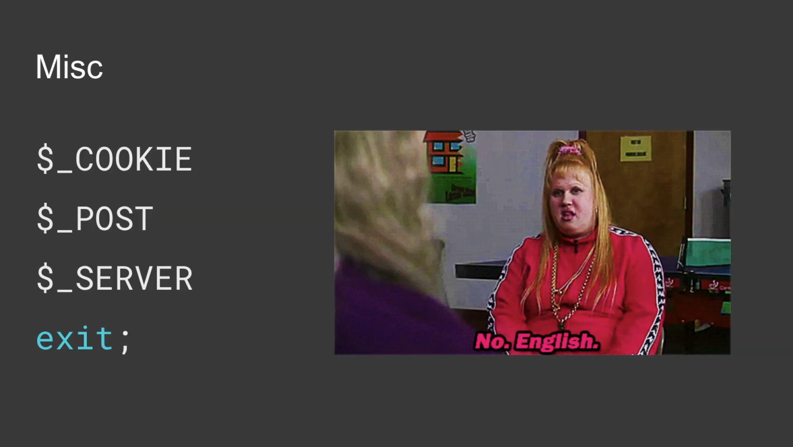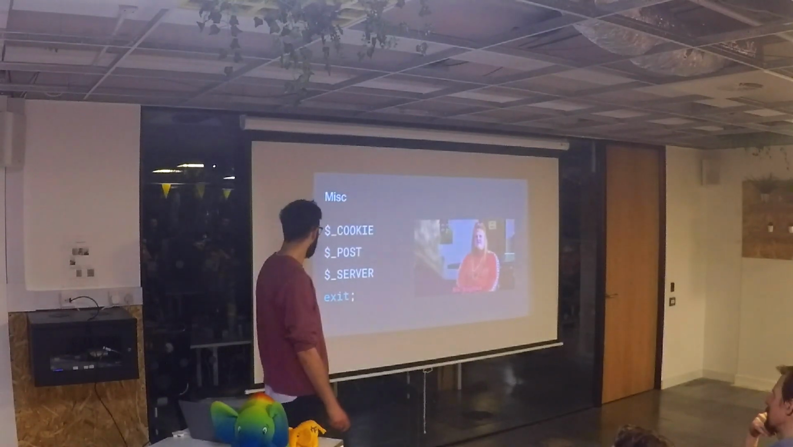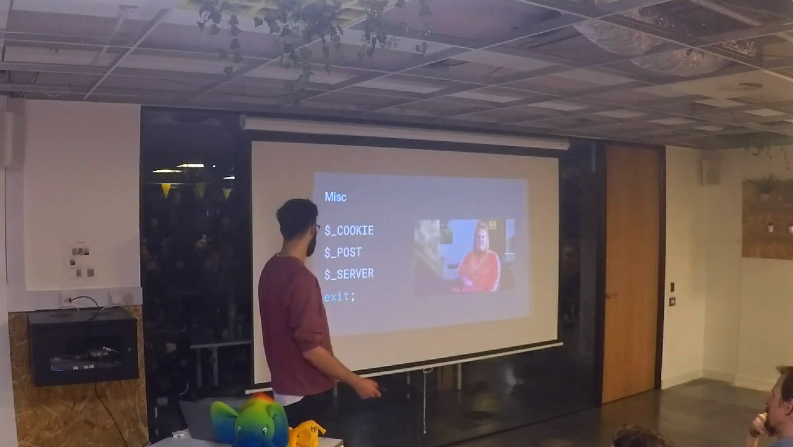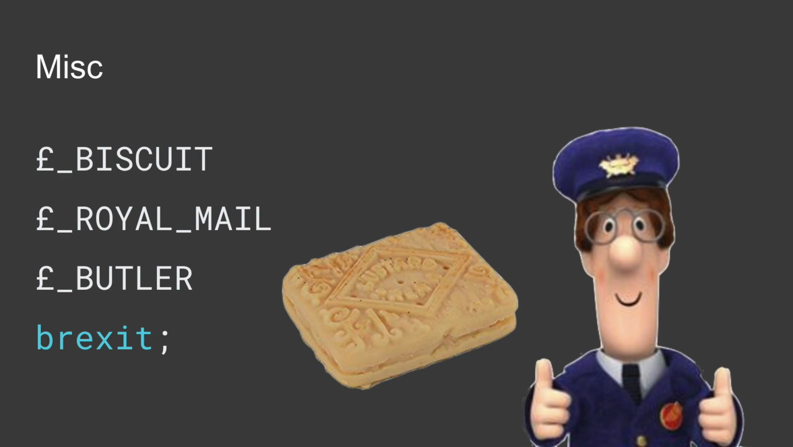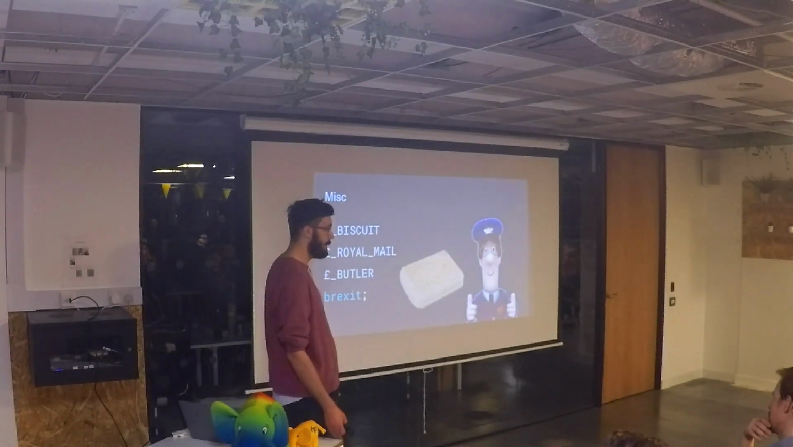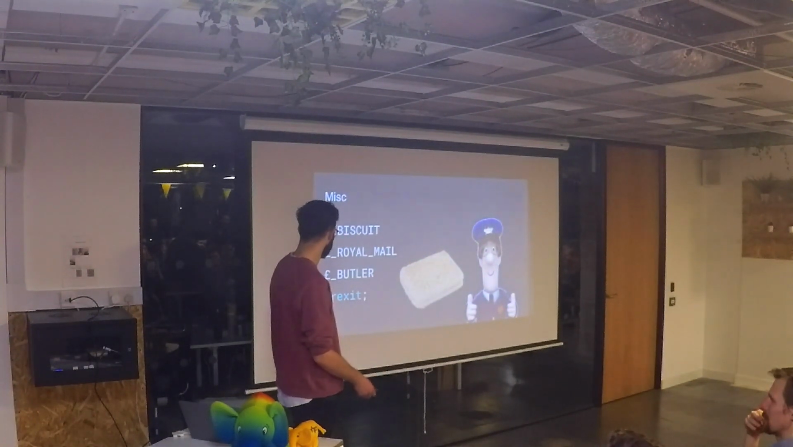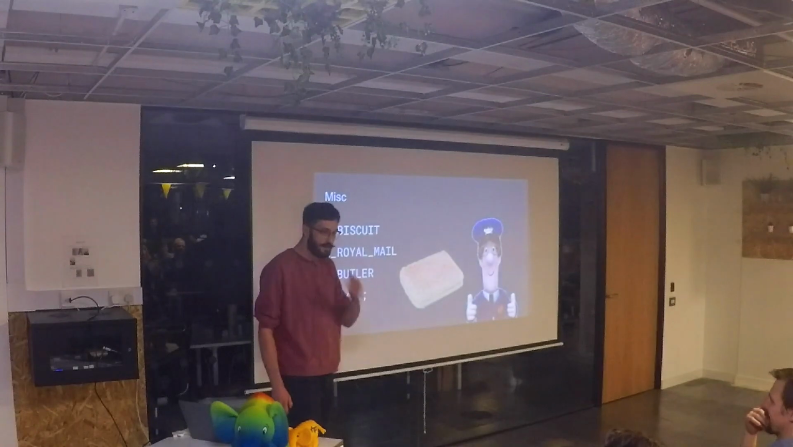We've got a few miscellaneous ones. There are other changes that you can find on the GitHub repo. We don't have cookies in this country. Post, server, and exit. So the cookie has been replaced, obviously, with biscuit. Post is Royal Mail, obviously, until that gets ruined and gets replaced with like Yodel or something. Server becomes Butler, and obviously, I'm sorry, but exit becomes Brexit.